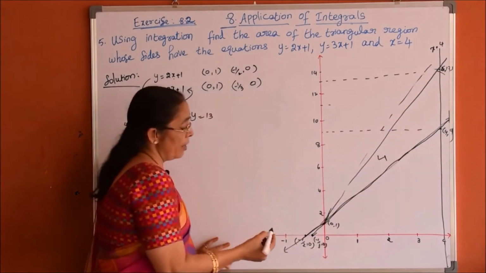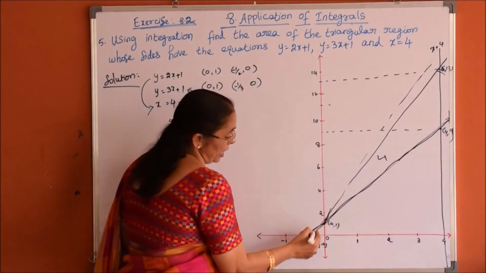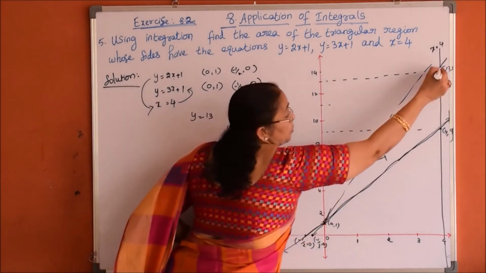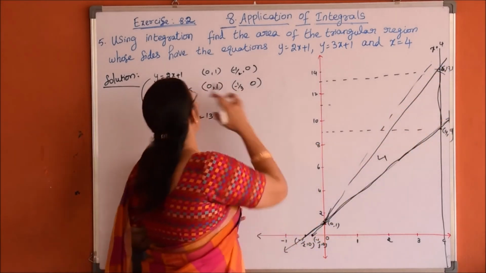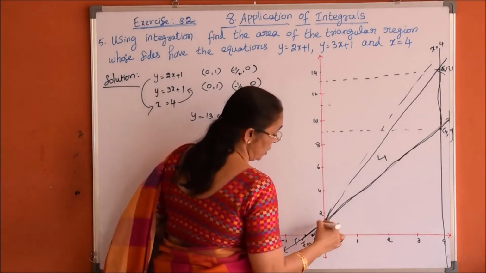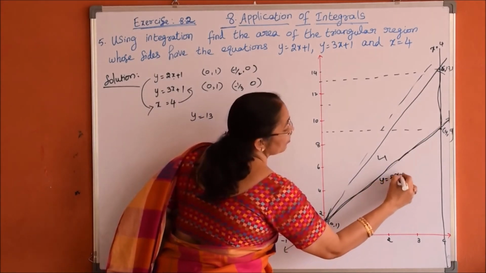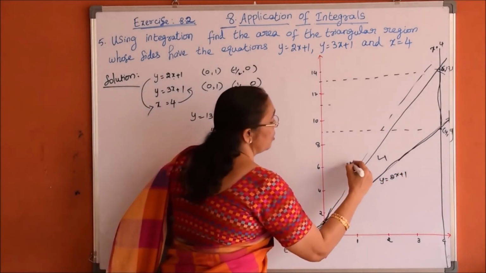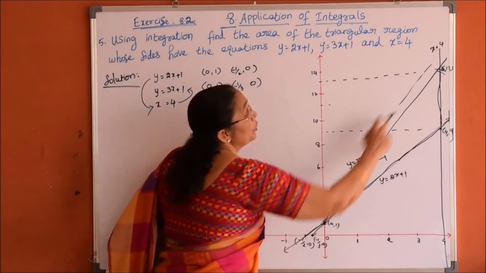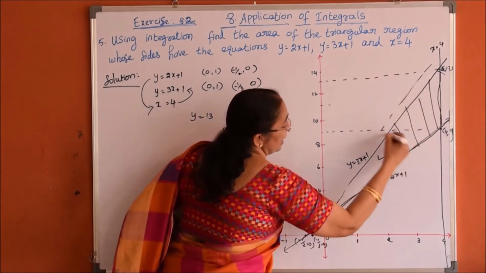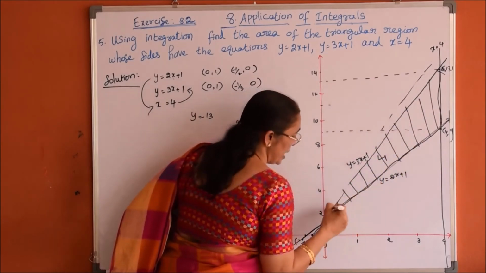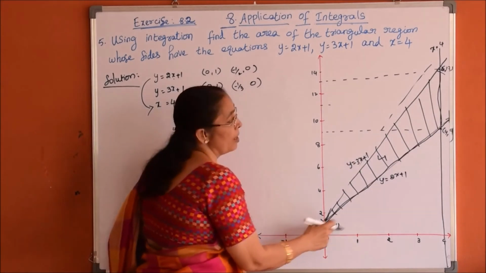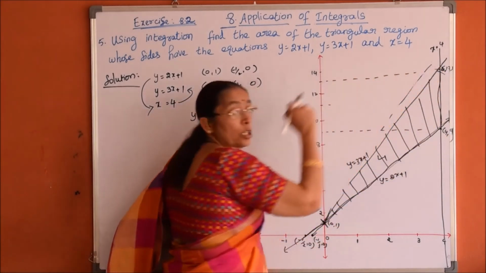So, our required area is the triangle; we got the triangular region between the three sides of the triangle. This is one equation, x is equal to 4, another equation y is equal to 2x plus 1 is this straight line, and another one y is equal to 3x plus 1, this side. So, we got the required triangular region. We have to find out the area of this triangular region. The vertices we got already: here 0 comma 1, here 4 comma 9 and here 4 comma 13.